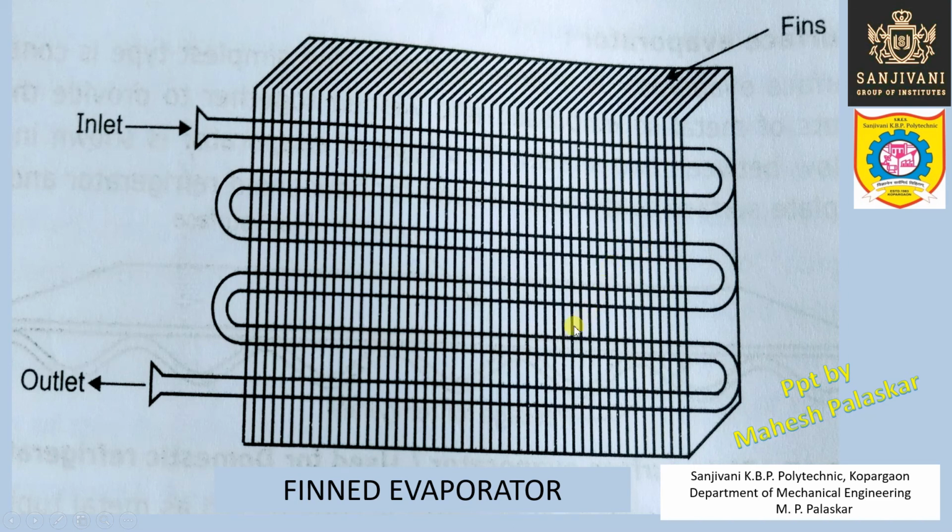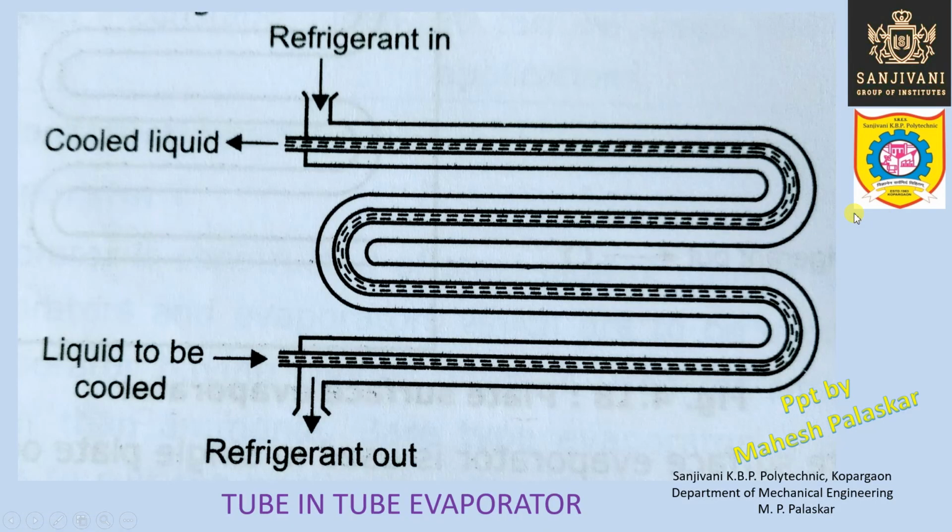So you can see a number of thin wires, they act as the fins. So the fins are used for increasing the heat transfer rate. Okay, so this is nothing but the finned evaporator. This is the inlet and this is the outlet, inlet for the liquid refrigerant and outlet for the refrigerant vapor. Okay, then this is the tube in tube type evaporator, right?